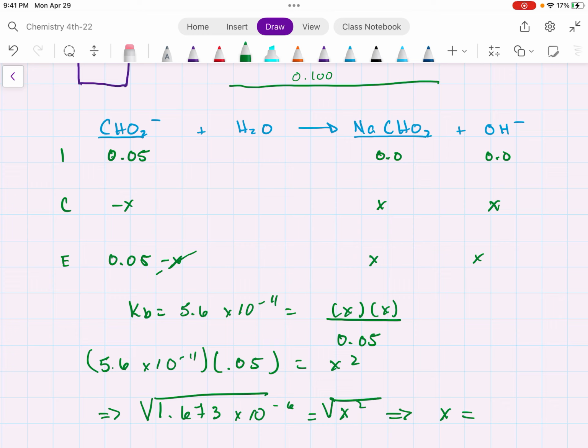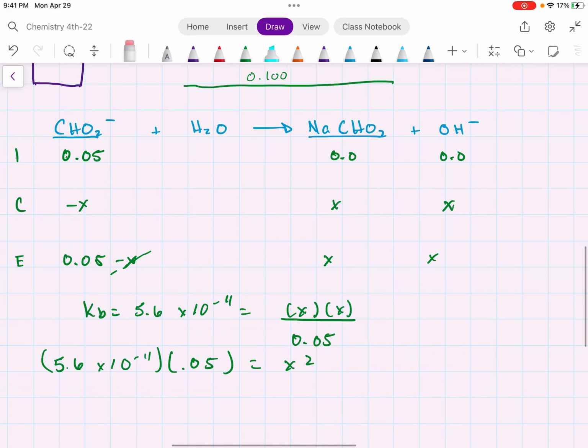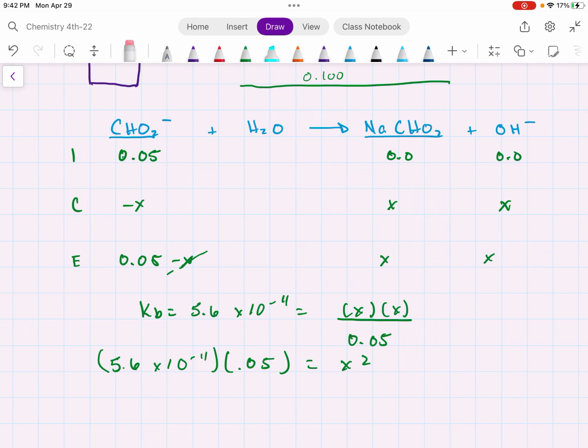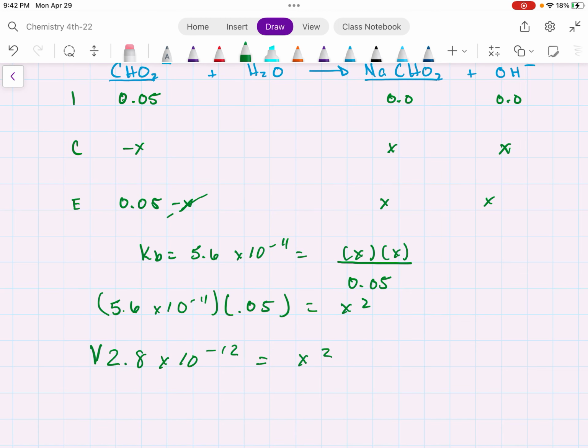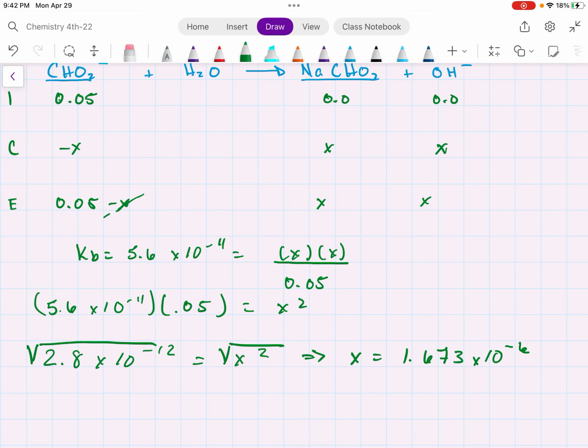Okay, let's see. Sorry guys, I have my notes mixed up. I try to do these beforehand so I don't waste your time. But here's what's going on. If you multiply 5.6 times 10 to the negative 11 times 0.05, you're going to end up with 2.8 times 10 to the negative 12, which is equal to x squared. Sorry about that. Okay, so here we are. Now we take the square root of this and we end up with x equal to 1.673 times 10 to the negative 6.